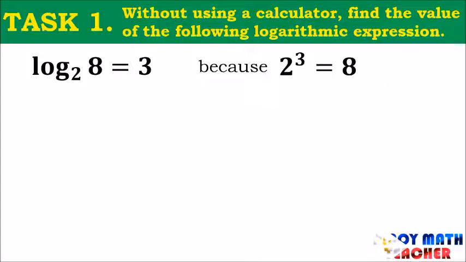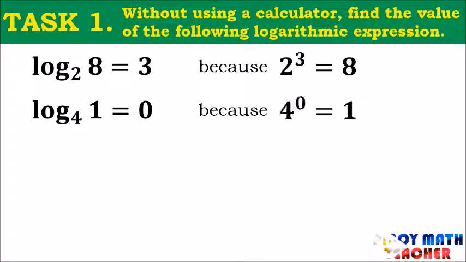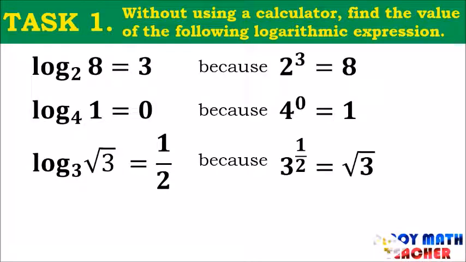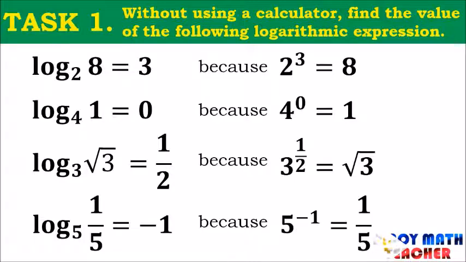So another example, so we have logarithm of 1 to the base 4. So yan ay equal sa 0. So dahil 4 raised to 0 equals 1. So tandaan, any number raised to 0 except 0 equals 1. Okay, another example, so we have logarithm of square root of 3 to the base 3 equals 1/2. So yan ay dahil 3 raised to 1/2 equals square root of 3. Last, so we have logarithm of 1 over 5 to the base 5 equals negative 1. So yan ay dahil 5 raised to negative 1 equals 1 over 5.